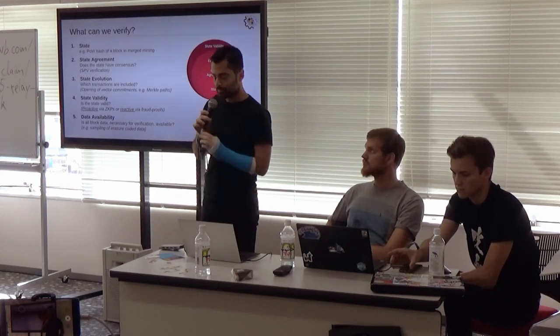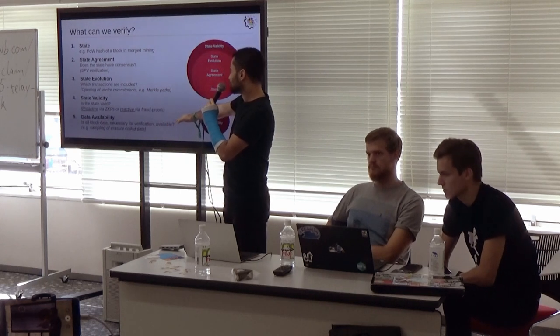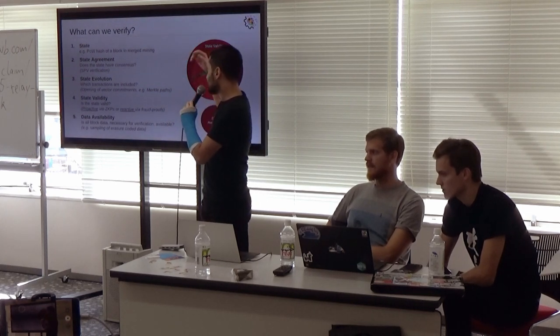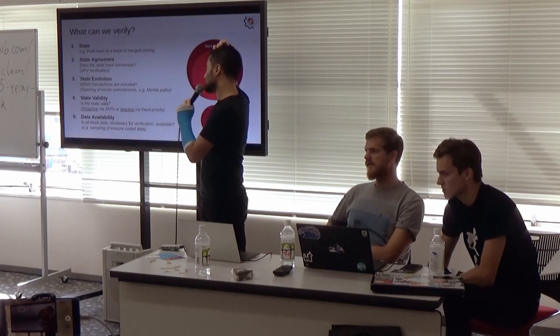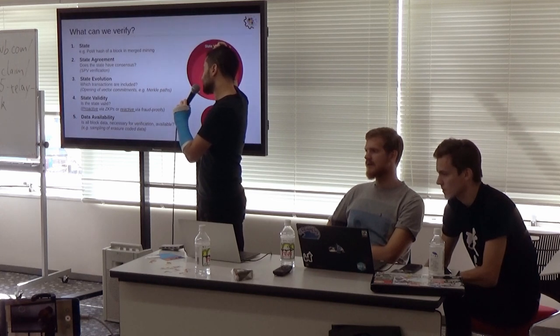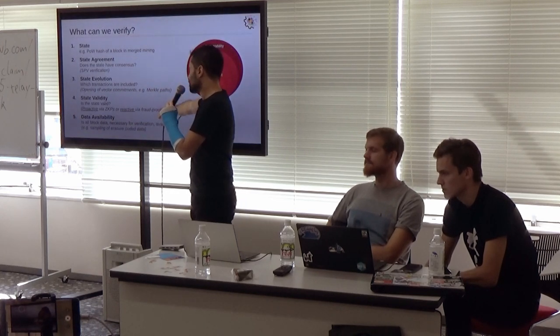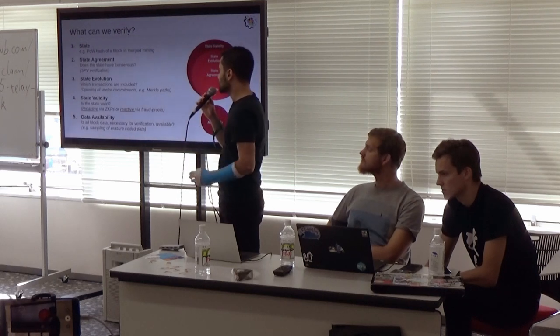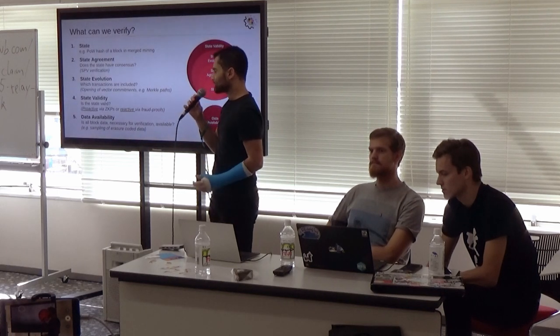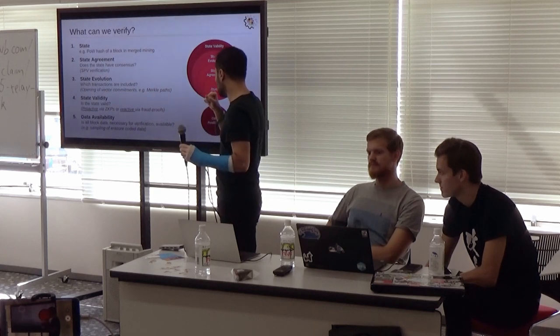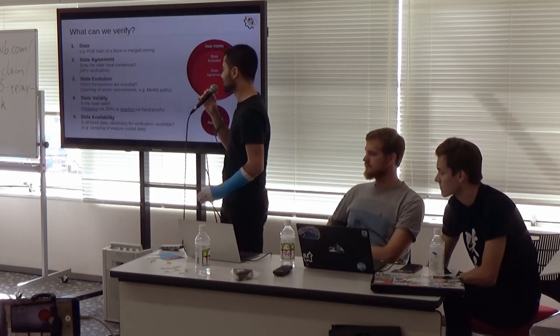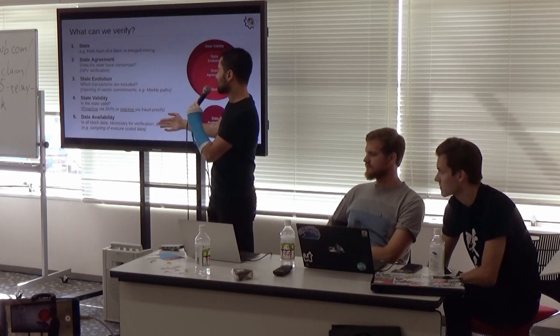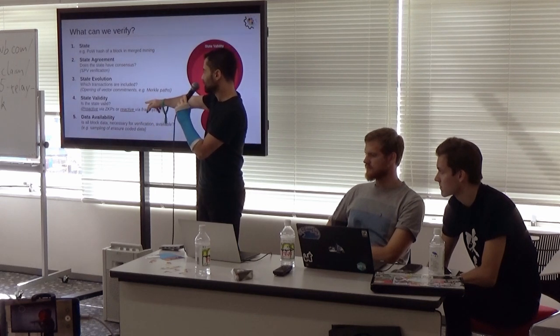And the fifth level, which we're not going to talk about, is data availability, which is kind of coupled with checking validity. It means checking that all of the block data is actually available for the verification. And this can actually be done as an alternative to state validity.